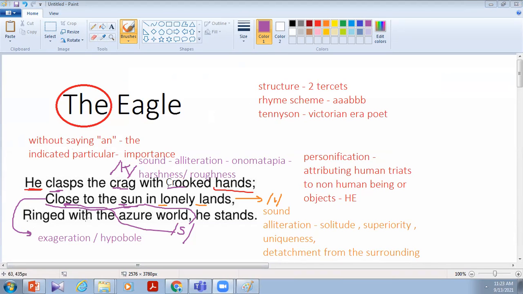Okay. Next one, ringed with the edge of world he stands. Ringed with the edge of world. So he's been surrounded by an edge of world. Edge of world is a metonymy, right? Any idea of what that is?